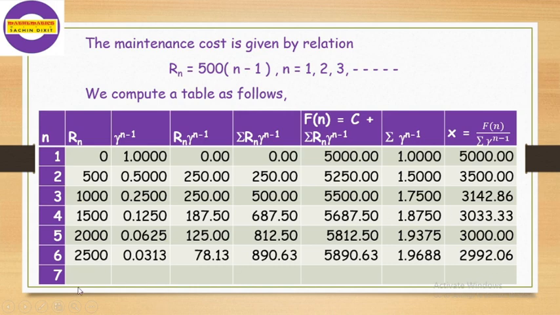So we come to the seventh year. That is for n is equal to 7. For n is equal to 7, 7 minus 1 is 6. 6 into 500 gives 3000. Then gamma is 0.5, n is 7, 7 minus 1 is 6. 0.5 raised to 6 is 0.0156. We multiply it by 3000. So we get 46.88. We add it to 890.63.